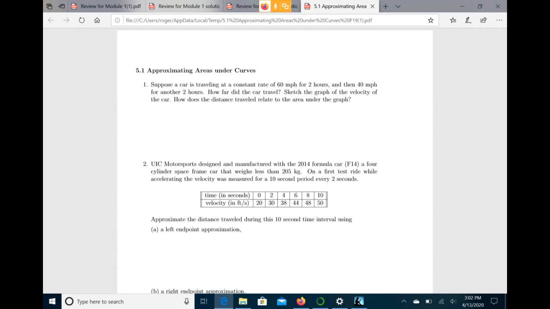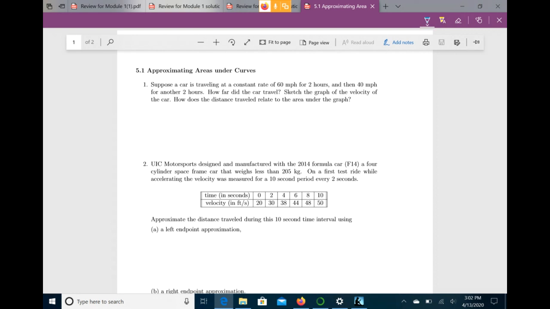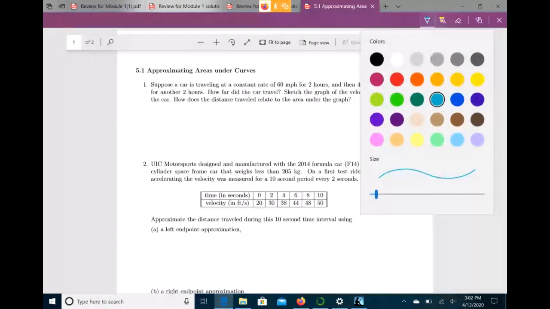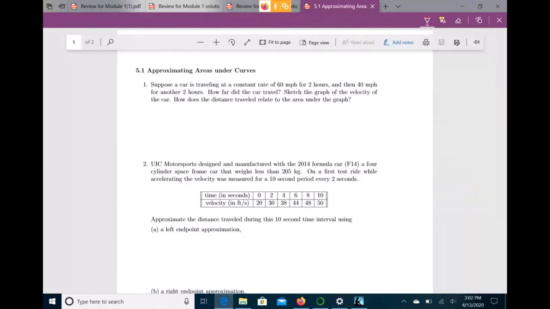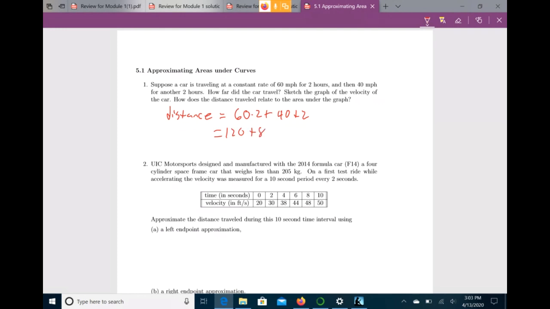If I'm going 60 miles per hour for 2 hours, how far did I travel on the first leg of the tour? Good, 120, right? And then on the second leg of the tour, I went 40 miles per hour for another two hours. How far did I travel in the second one? 80. Good. Apparently there were no bathroom breaks. So this is just 120 plus 80, 200 miles.